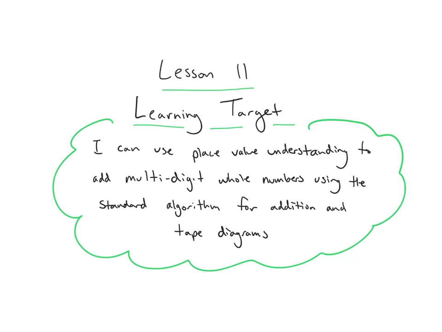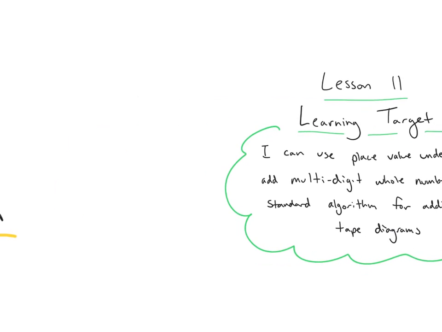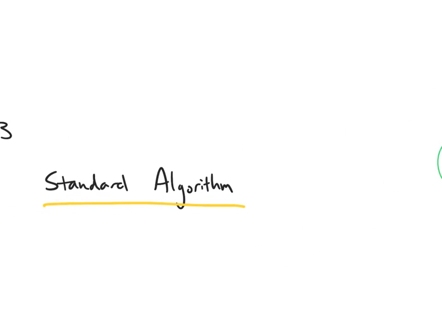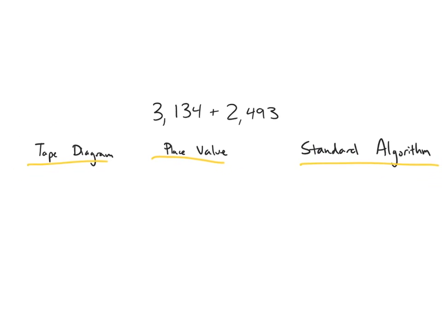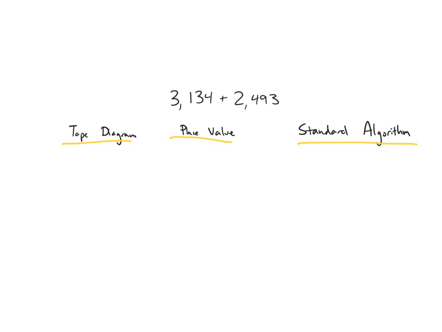So we're going to be jumping into some different strategies to add large numbers together, and it's going to be building off of our place value understanding that we've been working on the last few lessons. So let's go ahead and jump into the first problem and do a little demonstration with some addition strategies. In this first problem, I'm going to be adding 3,134 to 2,493.